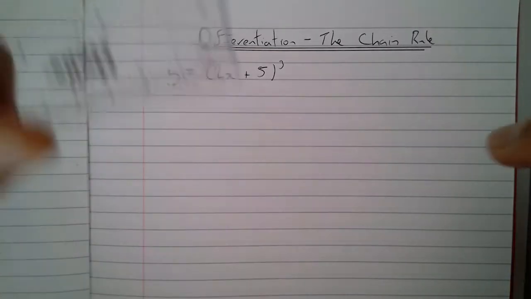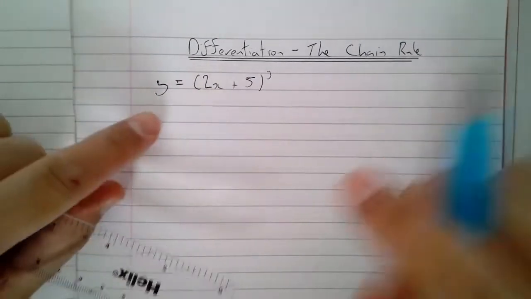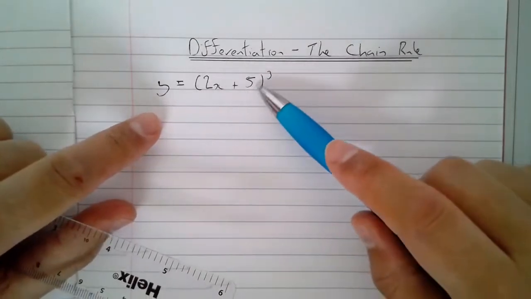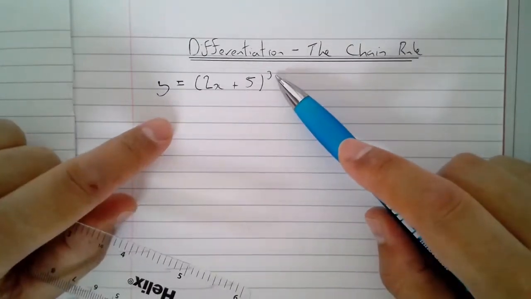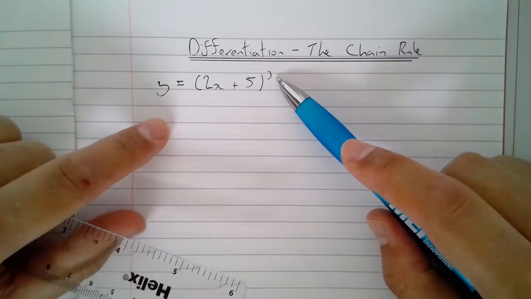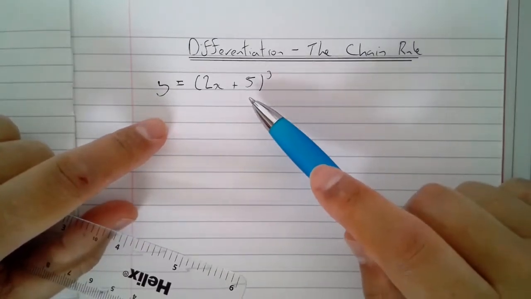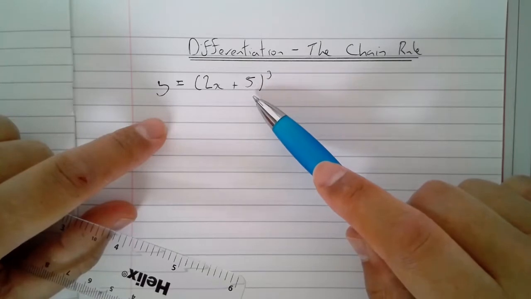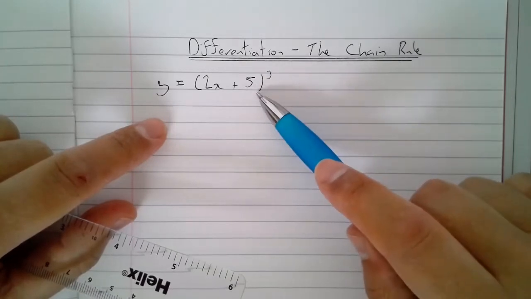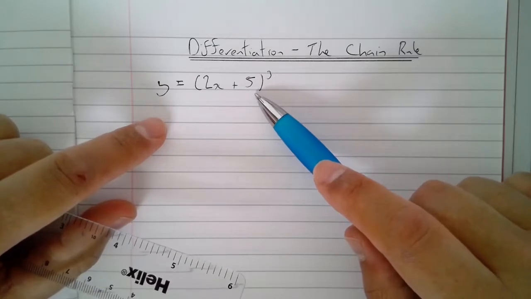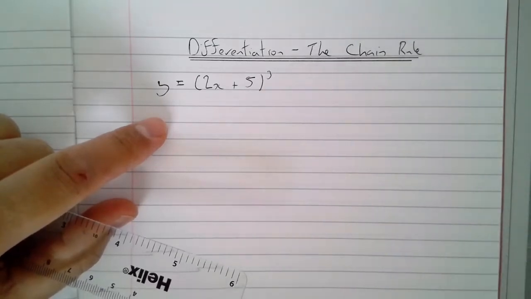Okay, so the first thing I want to start with today is differentiating this thing here: y is equal to (2x plus 5) all cubed. The way I'd like you to do this in the first instance is by expanding these brackets out. You can expand them out by doing double brackets and then multiplying by 2x plus 5 again, or you could use the binomial expansion. I'd recommend using the binomial expansion, it's quicker.